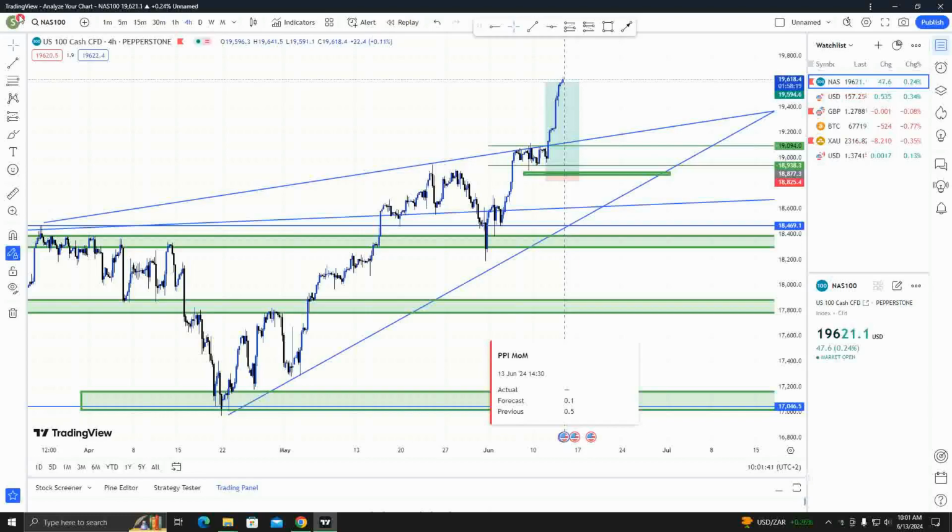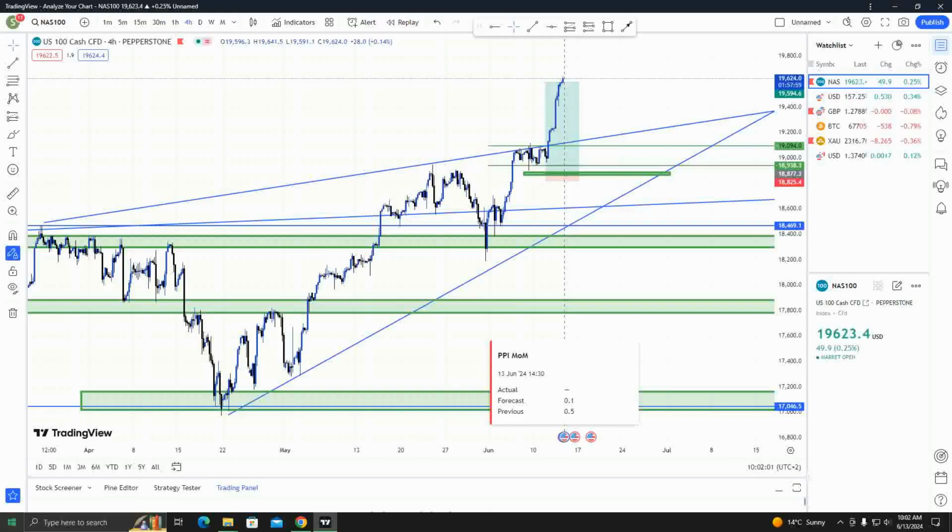PPI is a leading indicator of consumer price inflation, which can impact currency fluctuations in the market and volatility. The core PPI excludes volatile food and energy prices, providing a more stable measure of inflation pressure. So, for today, here's my prediction.